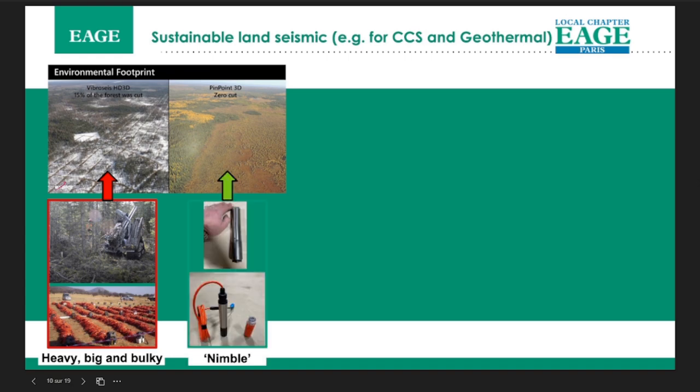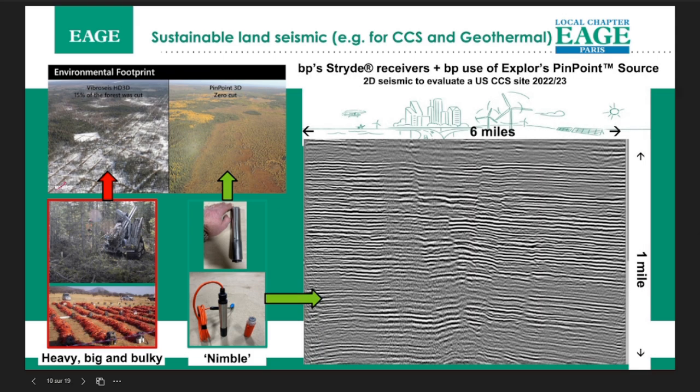Here's an example of equipment we're working with, the Stride node I mentioned to you. So we have the receiver side, and we're working with Explorer's pinpoint source. And here's an example last year of an area in the US, a land example where we can deploy these tiny sources and receivers. So you can have a seismic acquisition system in your hands, one hand for a source and one hand for a receiver.